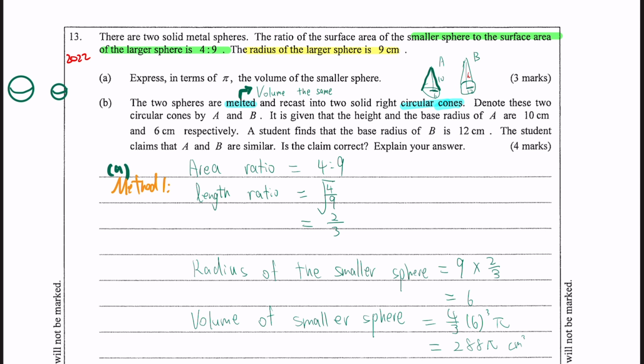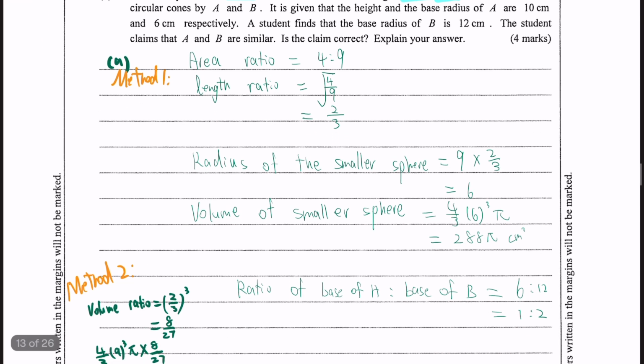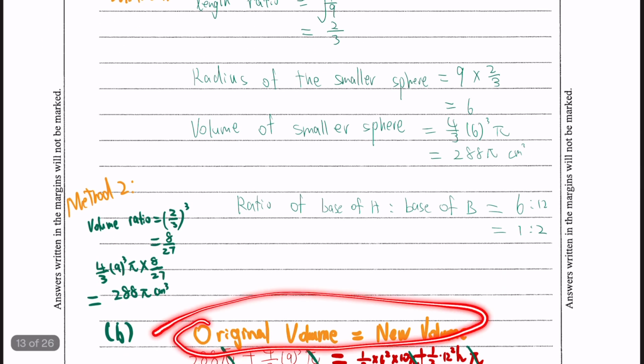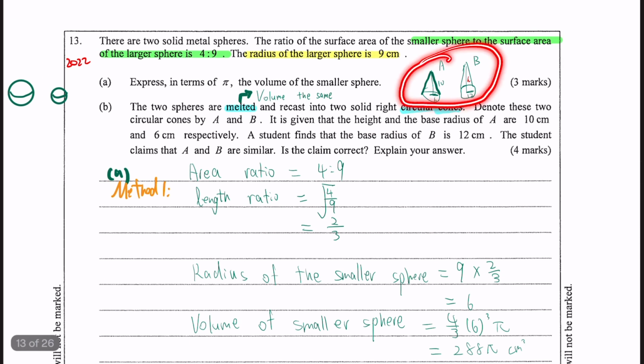The question asks if they are similar. As I say, when we want to know if they are similar figures or not, we need to compare the ratio of all the lengths. Because we already have two radii, we already know the length ratio; we find the height and then we can compare. So what information do we have? Is the volume the same? The original volume should equal the new volume of these two added together.